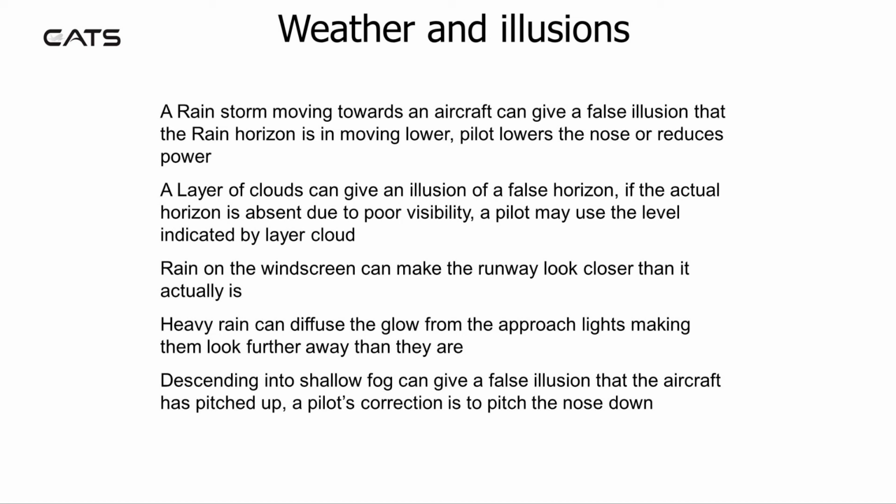A layer of clouds can give an illusion of a false horizon. If the actual horizon is absent due to poor visibility, a pilot may use the level indicated by the layer cloud. Rain on the windscreen can make the runway look closer than it actually is. Heavy rain can diffuse the glow from the approach lights, making them look further away than they are.